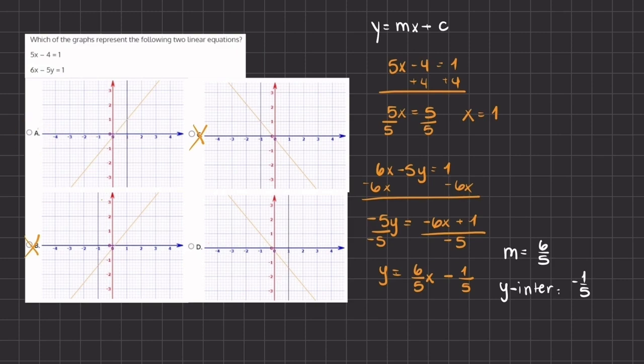So let's first take a look at our y-intercept. Our y-intercept crosses at -1/5, so that is right below the 0. And that seems to be correct for both graphs. We are right below the 0 for our y-intercept. And our slope seems to be increasing. We have a positive slope of 6/5, which can also be translated into 1 1/5.